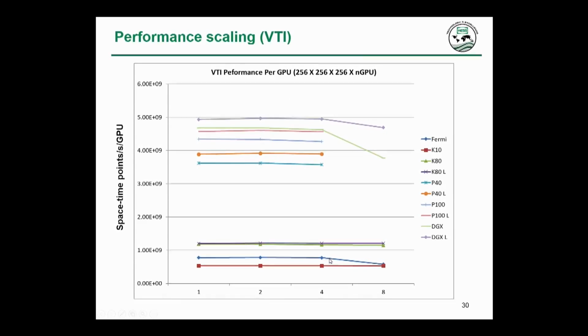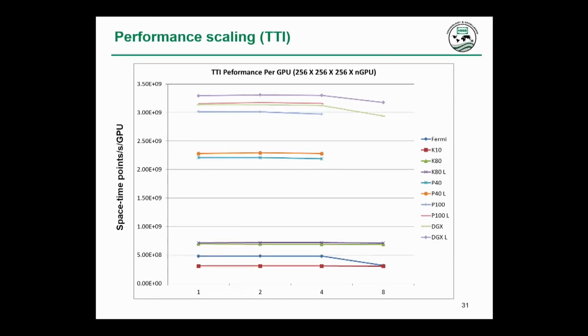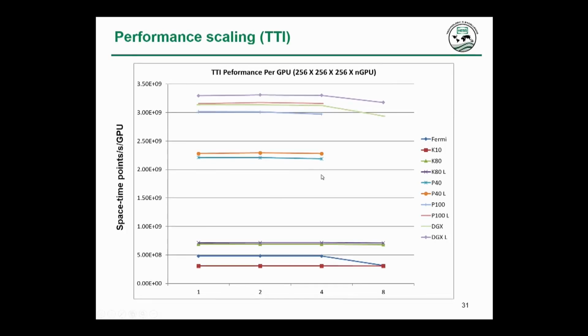You actually see that the Fermi right here is now above the K10. We see some separation on some Pascals, on the P40s and the P100s. The P100s have significantly faster memory. As you move to VTI, you're handling more attributes per your wave field, so you're using the local memory more often. You use even more when you go to TTI, so you see even bigger separation. And again, you're starting to see some of this flatten out just a little bit here as well.